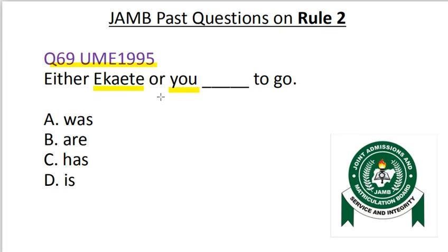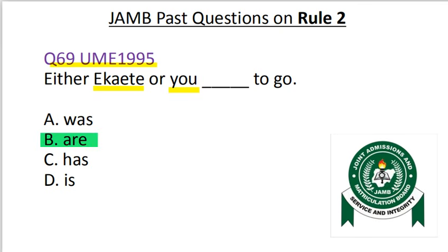Now looking at the four options that we have, Ekaite is singular, but the pronoun you is always treated like plural. Since you is closer to the verb, our verb is going to be plural. Our verb has to agree with the pronoun you. Now looking at our options, which of them agrees with you? That is option B. Either Ekaite or you are to go.